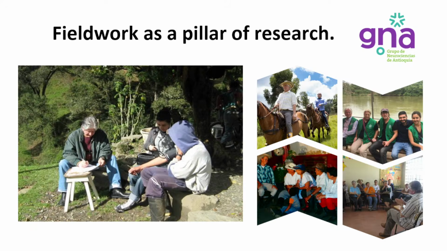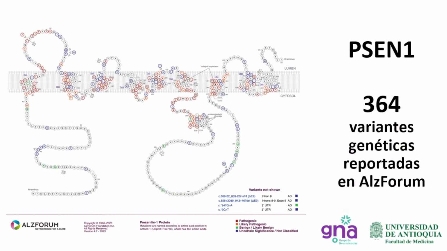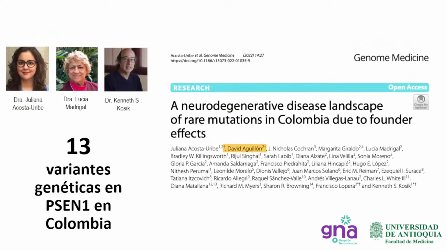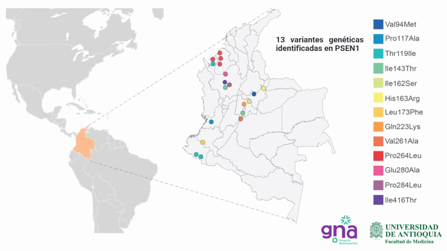Y hemos identificado varias mutaciones en el gen de presenilina 1. En este momento hay descritas alrededor de 364 variantes en presenilina 1, que es el gen más importante, y nosotros hemos identificado 14 variantes genéticas a lo largo del país. Este fenómeno se ha empezado a dar también en Latinoamérica, donde ya Argentina, Brasil, México han empezado a encontrar variantes genéticas en presenilina 1, y uno esperaría que en todos los países se encontrara este mismo fenómeno. ¿Por qué?